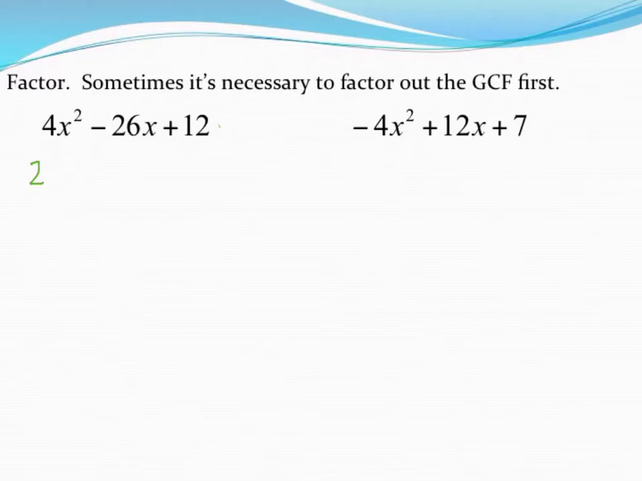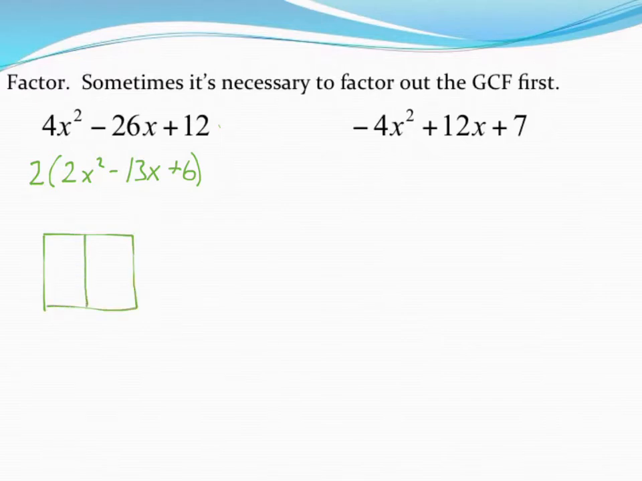We're going to take a 2 out. So what's left over then is 2x squared minus 13x and then plus 6. Everything's been divided by 2. Now at this point I can see that I will need to use the box method because I do not have a 1 in front of that trinomial. So I will need to use the box method.